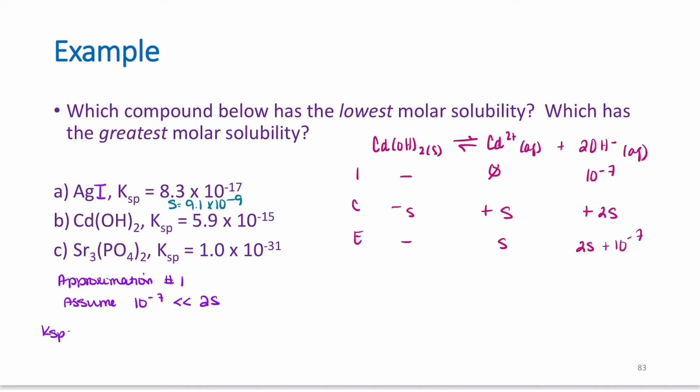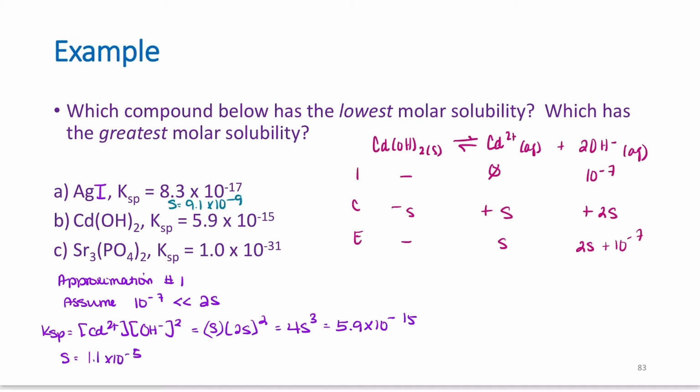My Ksp is equal to my cadmium 2 plus concentration times my hydroxide concentration squared. If I assume that 10 to the minus 7th is really small, this would be S times 2S squared, which is the same as 4S cubed, and this would be equal to Ksp, 5.9 times 10 to the minus 15. Solve for S, and I find my S to be 1.1 times 10 to the minus 5.